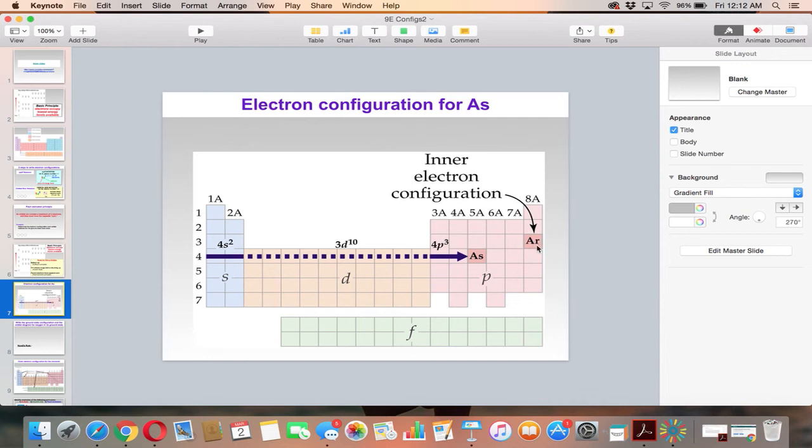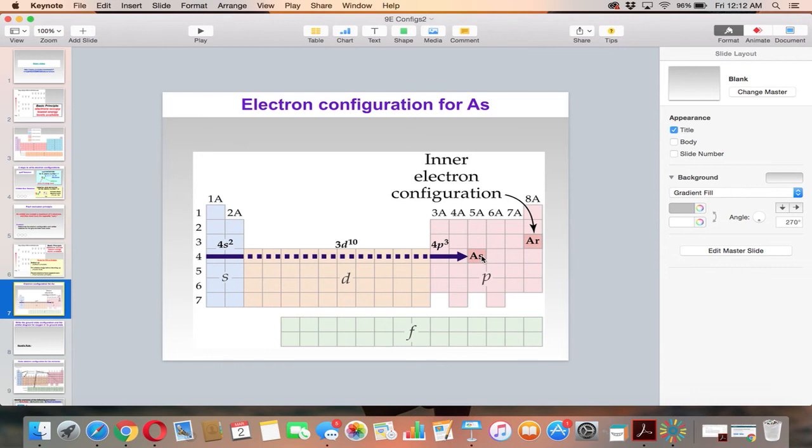go straight across like you're reading, 3, but now you're in the P region, 3p6, because these are 6 boxes, and then you go down, 4s, you're in the S region, 2 boxes, 3d, because D starts 1 lower level, 3d, and if you count, 10 boxes, and then 4p. So S and P are always 1 number higher than the D. 4p, 1, 2, 3. 4p3 would be arsenic, and that's the full electron configuration for arsenic.